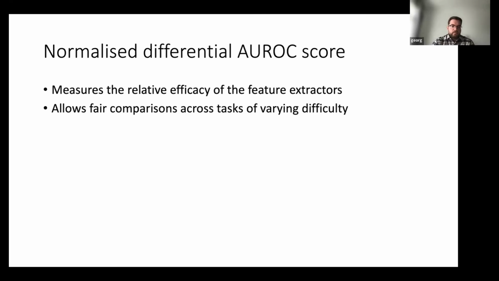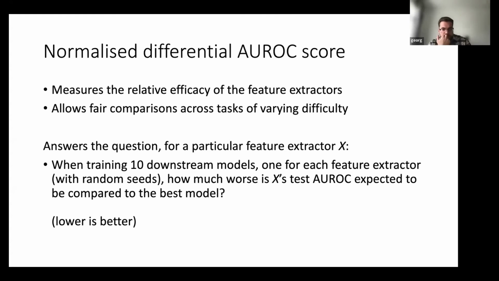And the way that we did it is basically we tried to answer the question with this score. If you were to train 10 downstream models, where each model uses the features from a different feature extractor, because we have 10 feature extractors, for a particular feature extractor X, how much worse is that test AUROC expected to be compared to the best out of those 10 models? This may be a bit confusing, so let me just illustrate this.